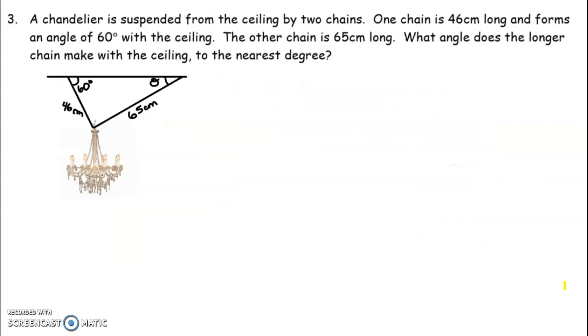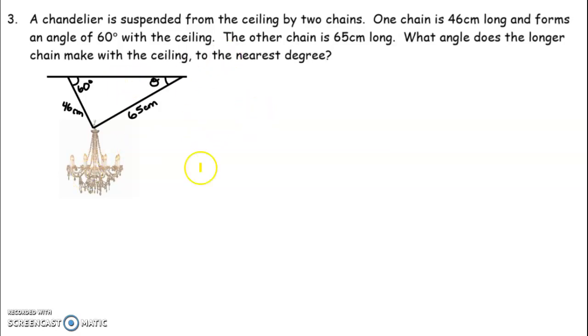Number 3. A chandelier is suspended from a ceiling by two chains. One chain is 46 centimeters long and it forms an angle of 60 degrees with the ceiling. The other chain is 65 centimeters long, and we don't know what angle it forms with the ceiling, so we need to find that. Now, before I came across this little diagram, I went through a few other diagrams. So solving these word problems is all about getting the diagram correct. Whatever diagram makes the most sense, that's the one that will most likely give you the right answer. So it's all about your diagrams.